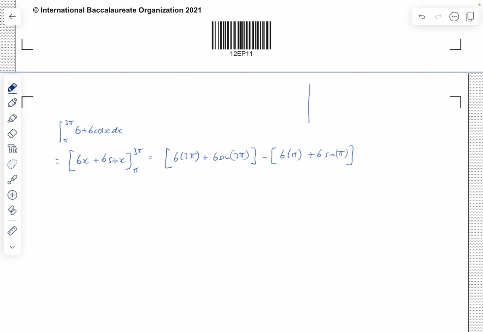Let's look at the sine graph and see where we go. Sine graph here, 0, 2 pi, this must be pi. Sine pi is 0, and if we go to 3 pi as well, sine of 3 pi is 0. So this equals 6 times 3 pi is 18 pi, plus 0, subtract 6 pi, subtract 0, which equals 12 pi, which is what we wanted to show.